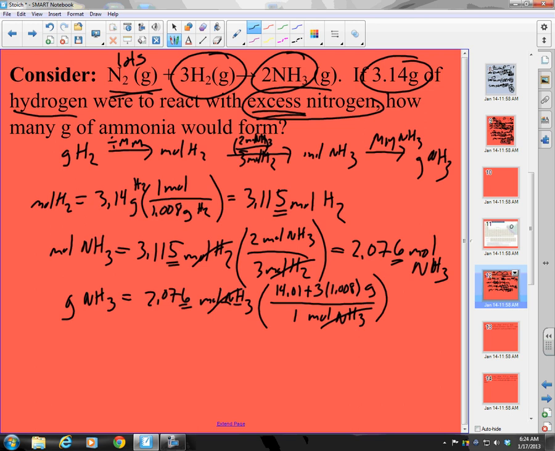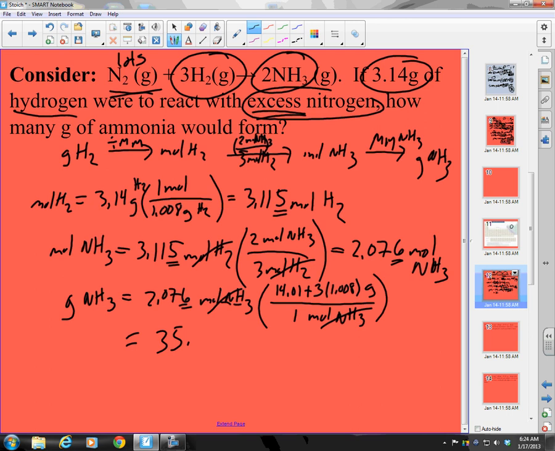3 times 1.008. You got to be careful with your calculators. 14.01 equals, okay, that's 17. That makes sense. Times 2.076. So you always have to be careful with your calculators because they think a different way than we think. You know, they're very rigid in the way they do their calculations.